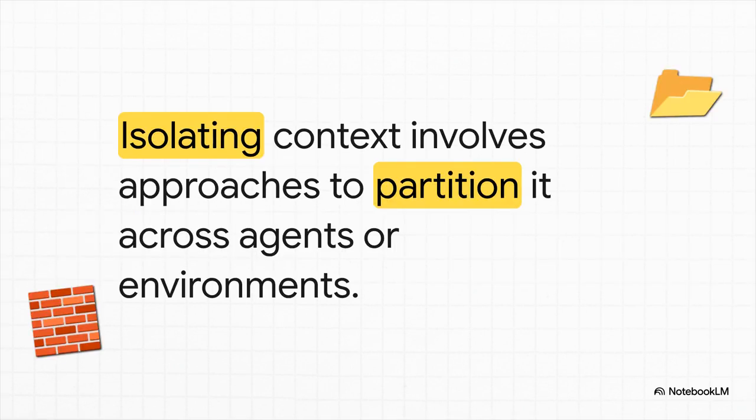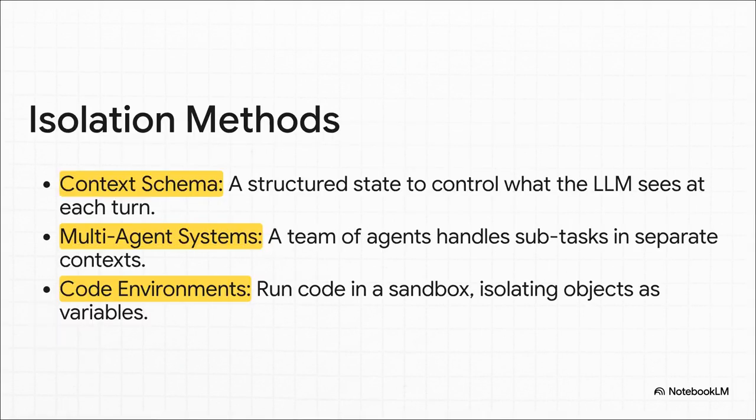Okay, so you've compressed your context and you've given the agent a memory. The last big challenge is keeping all of that information neat and tidy. And that's where isolation comes in. The basic idea here is that if you just throw everything, instructions, code, web search results, file contents, into one giant long list of messages, the AI is going to get confused. Isolation is all about creating clean, separate buckets for each type of information. One way to do this is with something called a context schema.